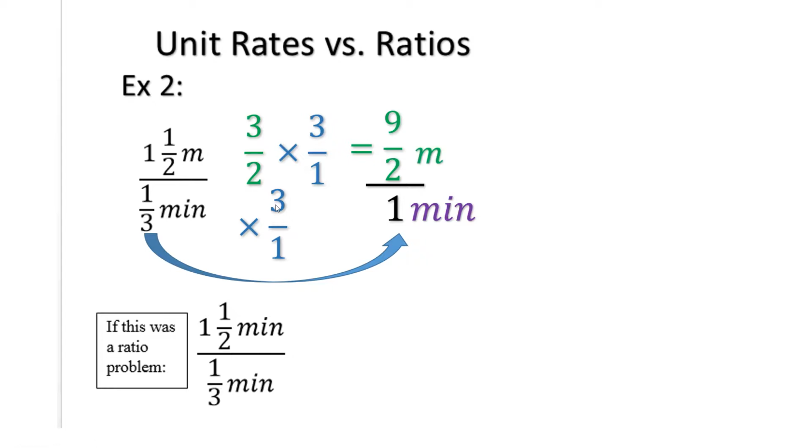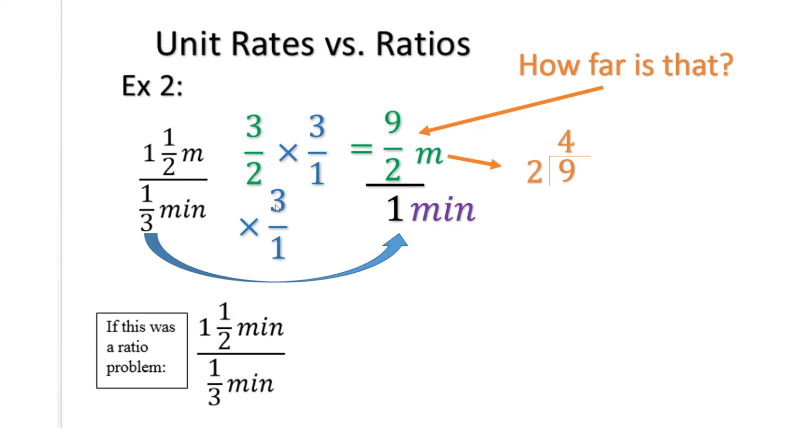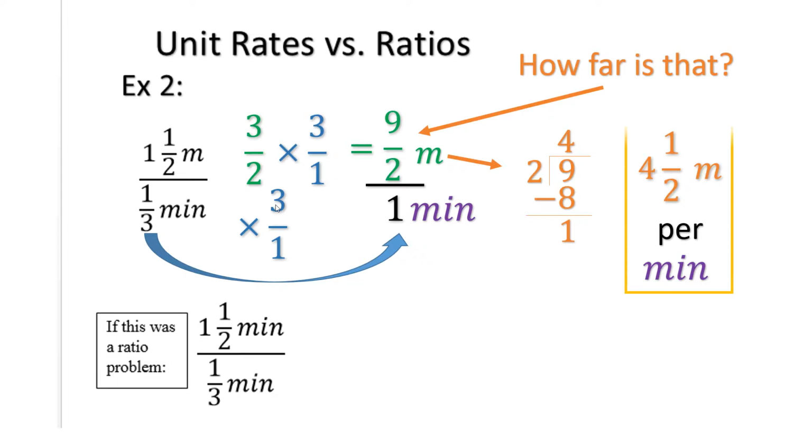Now, 9 over 2, or 9/2 meters per minute, isn't very clear. If somebody is like, how far is that? It's better to change it to a mixed number. So we change our unit rates into mixed numbers when needed because the value will make more sense. So changing 9/2 into a mixed number, it's 4.5 meters. So distance-wise, that makes sense. So 4.5 meters per minute.